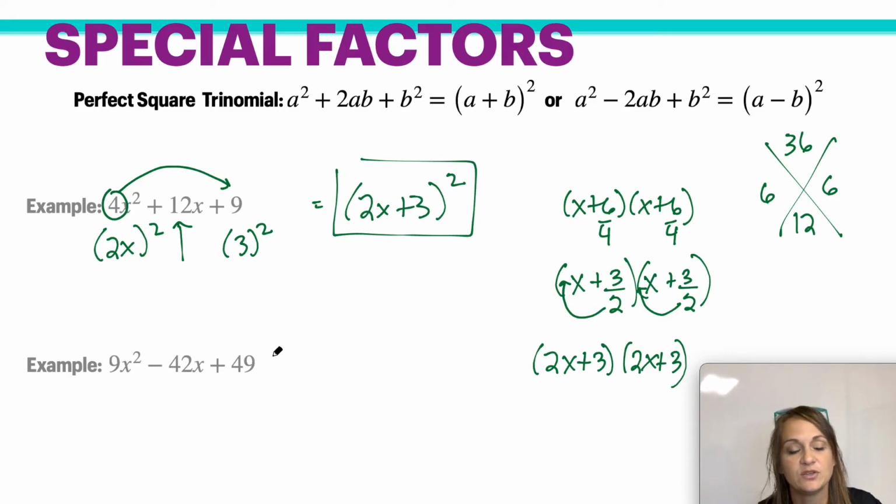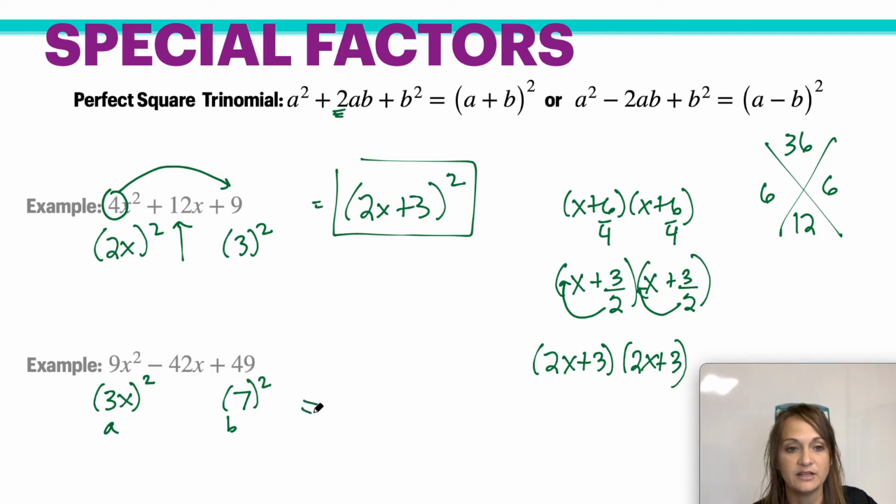Same thing happens when you have subtraction. What squared gives you 9x squared? And it's 3x, because 3 squared is 9. And then what squared gives you 49? And the answer is 7 squared gives you 49. So this represents A, this represents B. 3 times 7 is 21, and if you double that, 21 doubled does give you 42. So this is a perfect square trinomial.